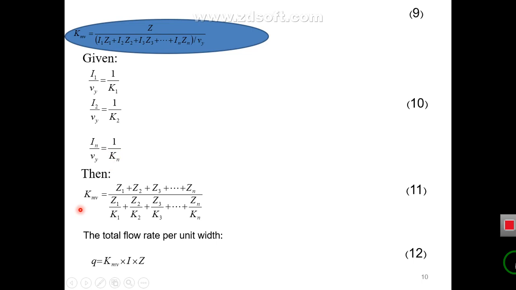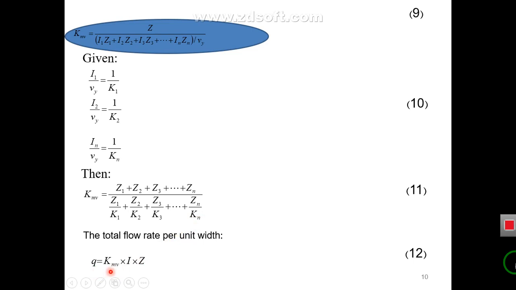Then we can write Kmv is equal to Z1 plus Z2 plus Z3 plus Zn divided by Z1, the thickness of the first layer, over K1, the hydraulic conductivity of the first layer, plus Z2 over K2 plus Z3 over K3, and plus Zn over Kn. Zn is the thickness of the nth layer, and Kn is the hydraulic conductivity of the nth layer. In this case, the total flow rate per unit width is obtained using this equation.